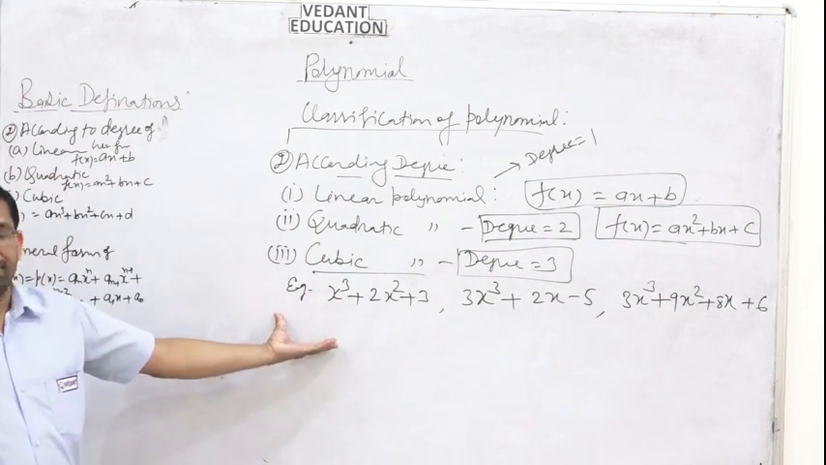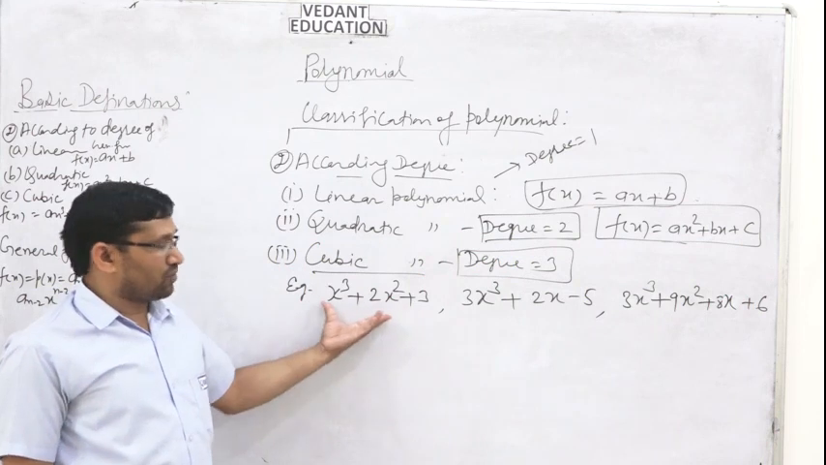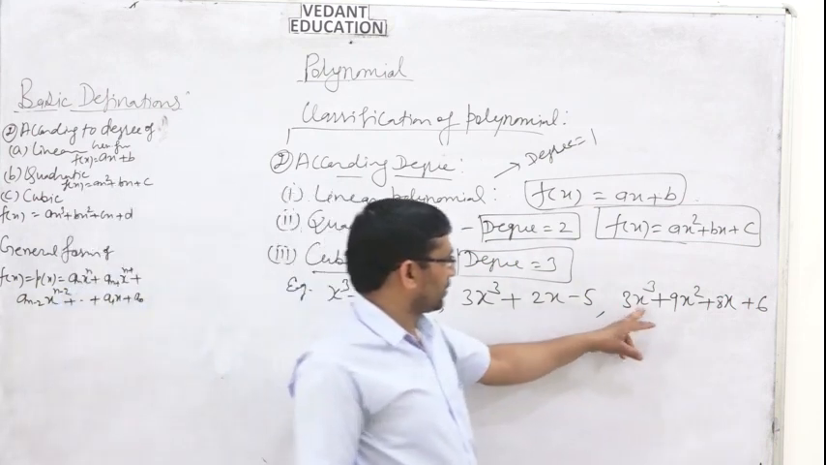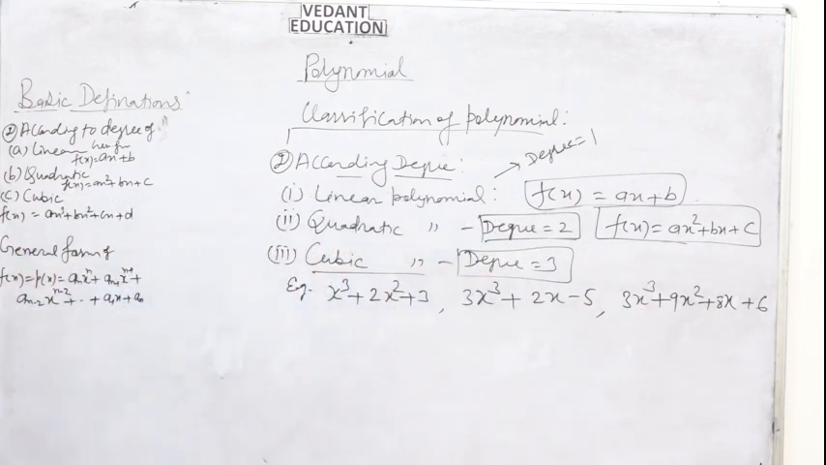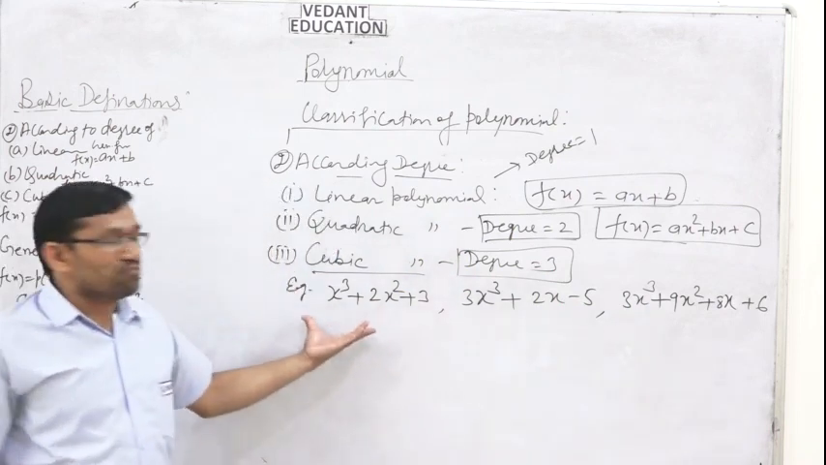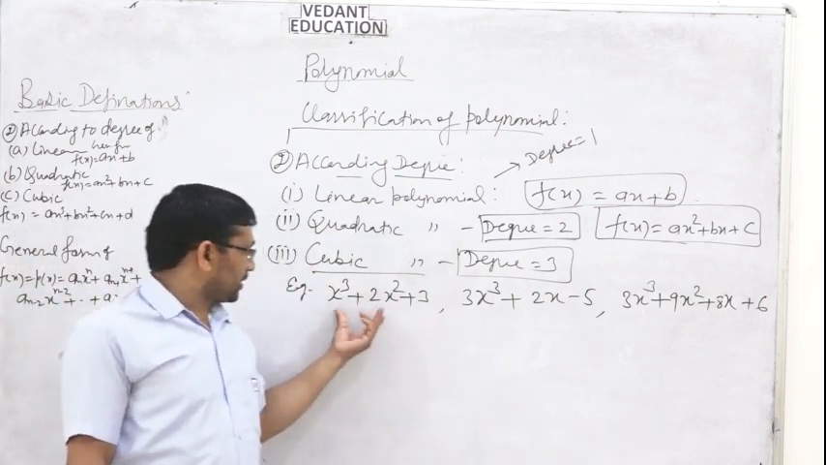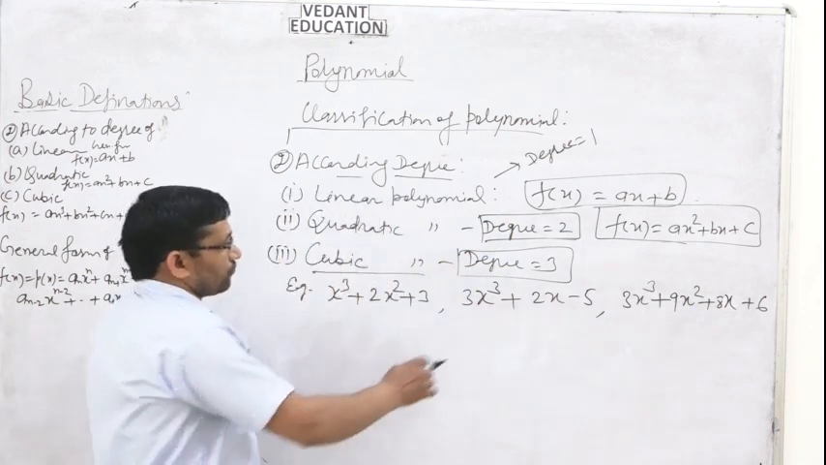These all are the examples of cubic polynomial, because the degree of these polynomials is 3. The highest power of variable is 3 in each. All polynomials have variable x. So these are the examples of cubic polynomials. This has 3 terms, this has 3 terms, and this has 4 terms.